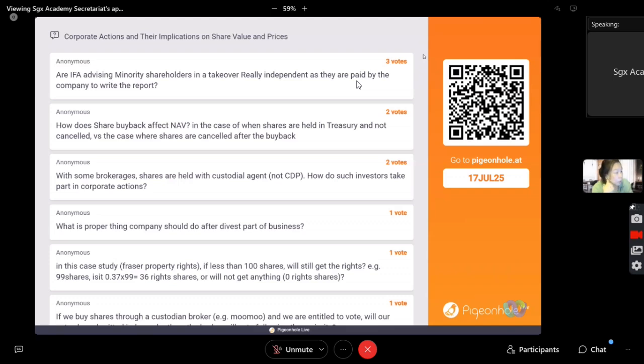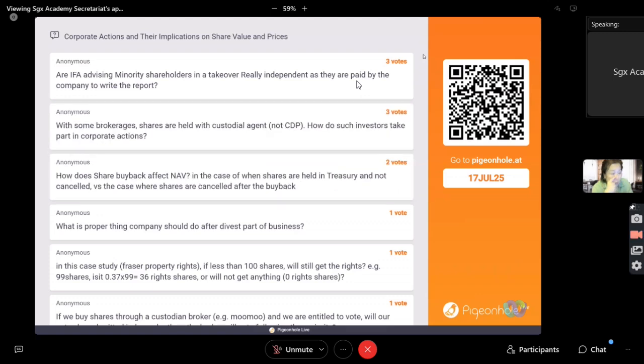Okay. With some brokerages, shares are held in custodian and not CDP. How do shareholders take part? Yes, even if it's in custodian, you may vote, but you're not voting in your own name. You're voting in HSBC nominee, Citibank nominee, JP Morgan nominee account or something like that. So don't worry, you can still be entitled to vote. It's just that your name is not showing up. For these corporate actions, you will still get the circulars. Some companies have digitized it, or they send you an email. You'll still get the information, so you don't have to worry about that.